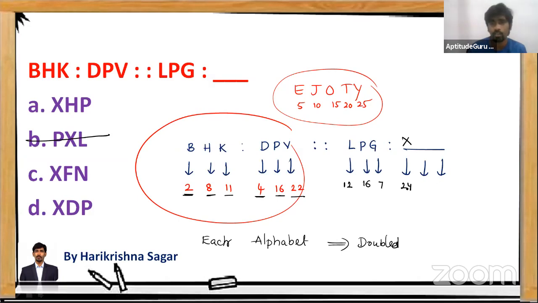G is 7. So 16 becomes 32 and 7 becomes 14. What is the 14th alphabet? We can easily say the 14th alphabet is going to be N. Only one option ends with N. You can mark it as the answer.